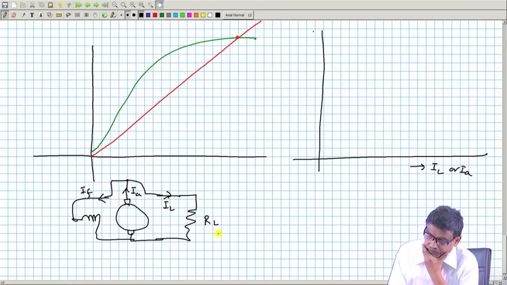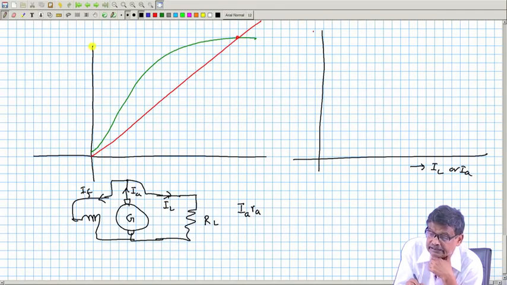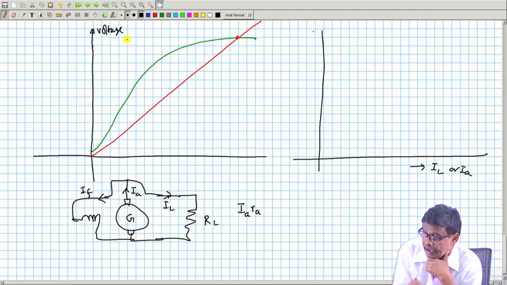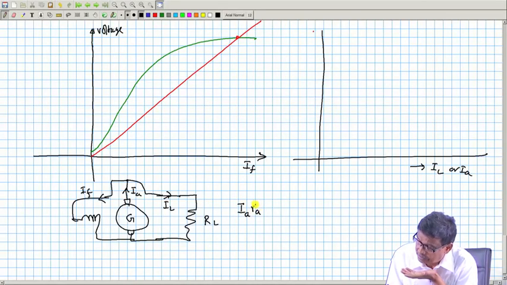Now, suppose the generator is loaded to deliver a current IA. Then I can calculate IRA. Now, listen to me carefully what I am doing. IRA I will calculate. Now, this side is a voltage axis and this is current axis, field current in this OCC. Therefore, I know the voltage scale, I know the current scale. I will calculate this IRA.